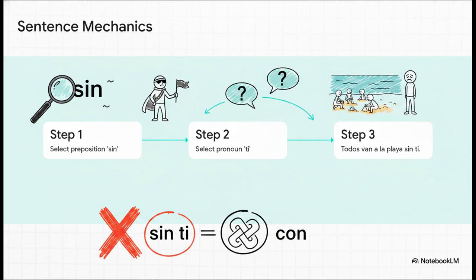Now let's actually slow down for a second and look under the hood at the mental mechanics of forming a sentence with our other prepositions. Step 1, we select our preposition, in this case, sin, which means without. Step 2, we select our pronoun for you, which we know transforms into our rebel form, ti. Step 3, we put them together. The result is our fourth example. Todos van a la playa sin ti. Everybody goes to the beach without you. Notice how sin and ti do not fuse together? The fusion only happens with the word con. For sin, they stay as two totally separate words, sin ti.